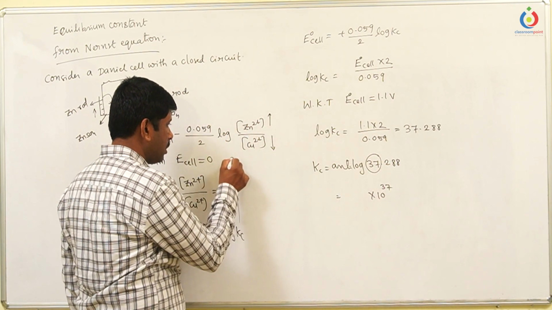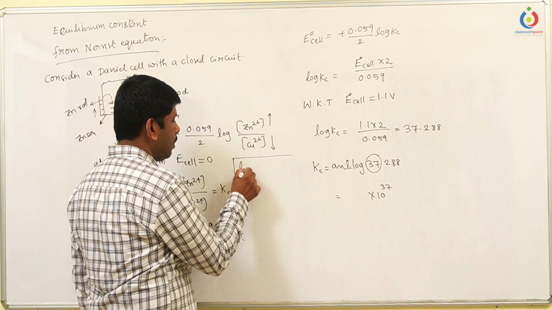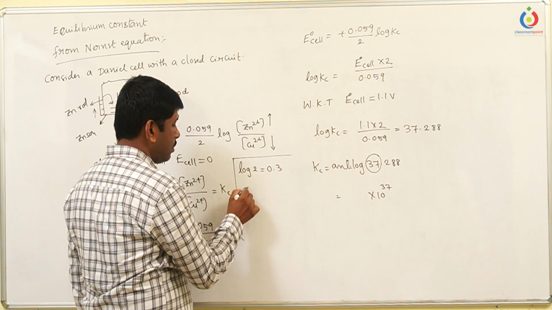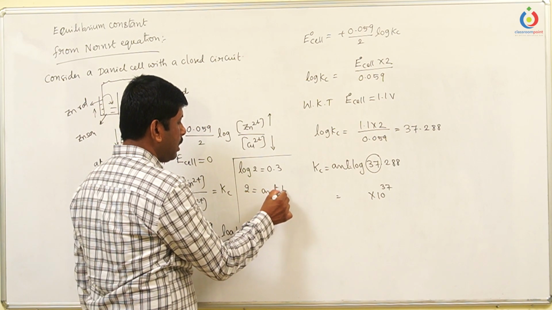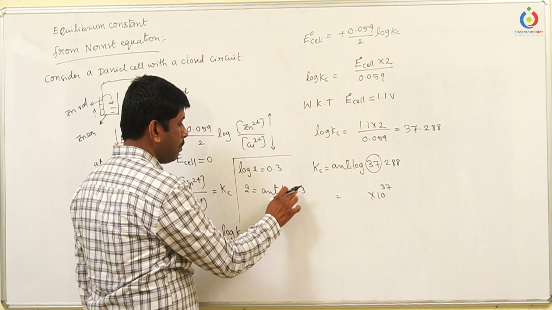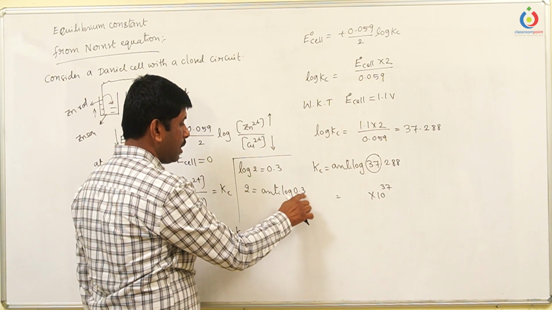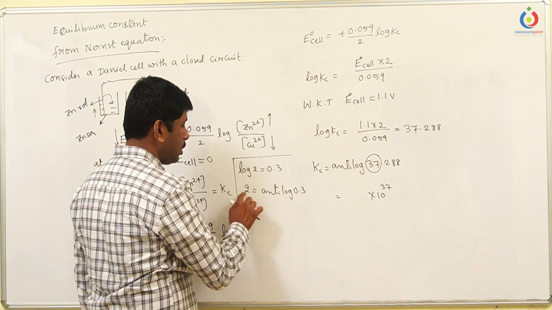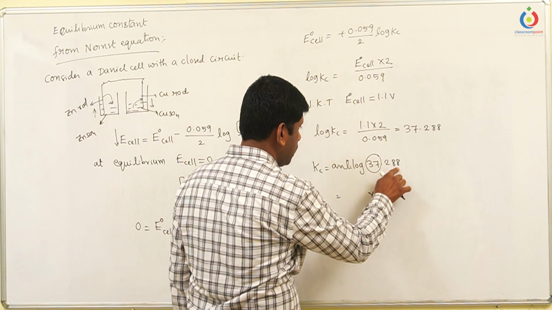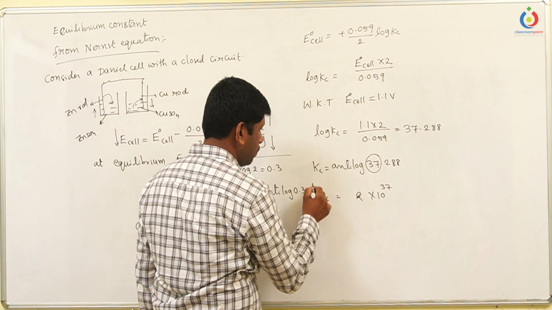So we have to go back for a few minutes to logarithms. You know that log 2 value is equal to 0.3. Now if you send this log to that side, 2 equals antilog of 0.3. Antilogarithms are always applicable to the positive logarithms and the decimal after the decimal point. After the decimal point, 0.3 is there. So antilog of 0.3 is equal to 2. See here, antilog of 0.288 is approximately equal to 2. So I can write down the 2 here. So Kc is equal to 2 times 10 power 37.